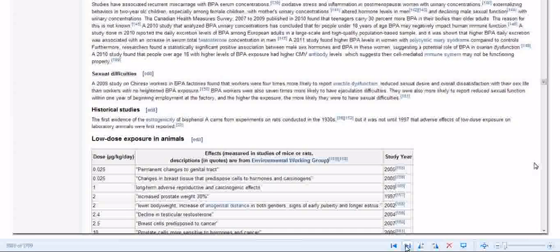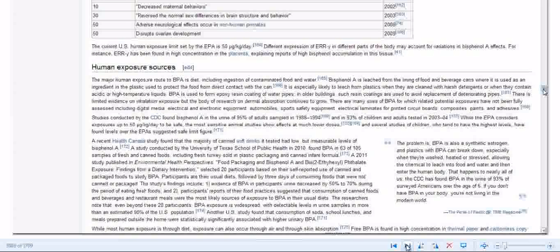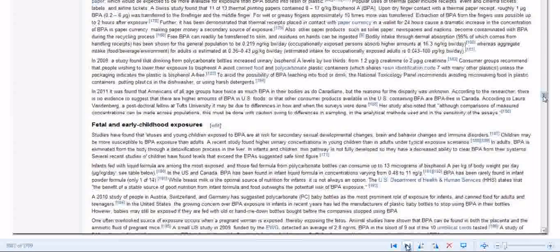Sexual difficulties. A 2009 study of Chinese workers in BPA factories found that workers were 4 times more likely to report erectile dysfunction. Yeah, that's why Viagra is so frickin' popular right now. People can't get it up because they've been poisoned since 1957. Human exposure sources. I mean, this is just insane.